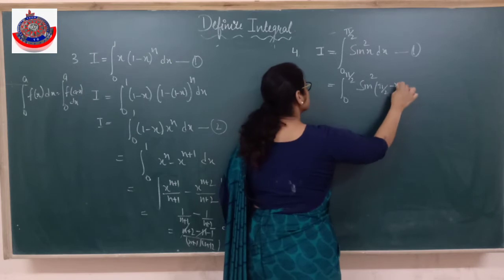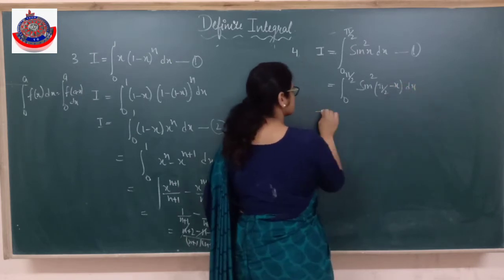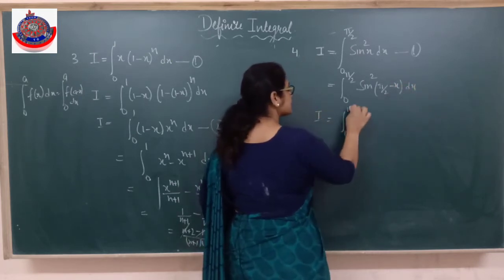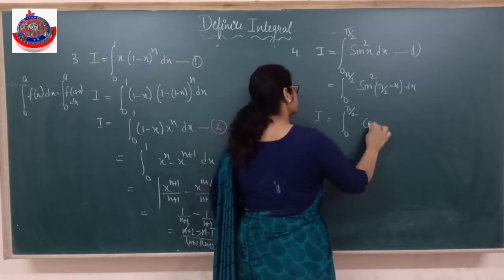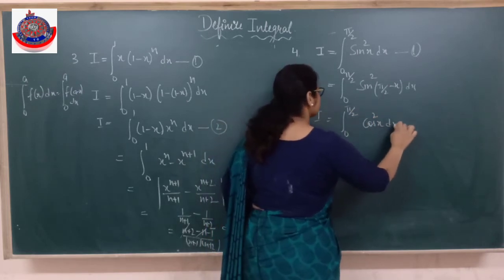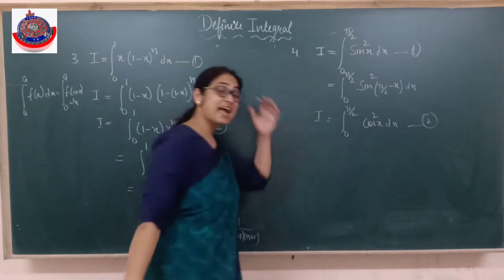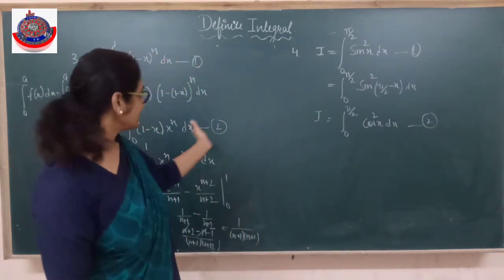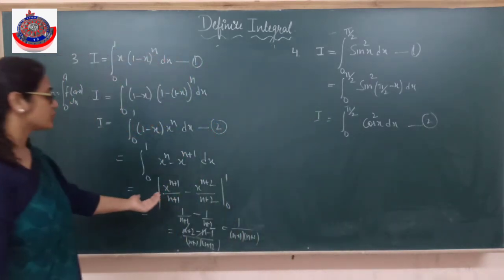Change x into... What is sin(pi minus theta)? Sin(pi minus theta) is... Now see, adding 1 and 2 will work. In this it did not work because we come to the answer where I could directly integrate.